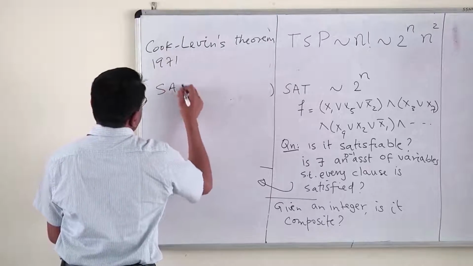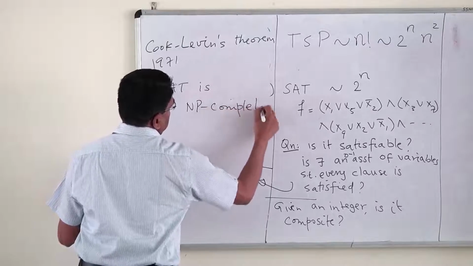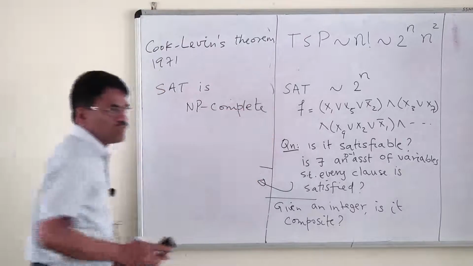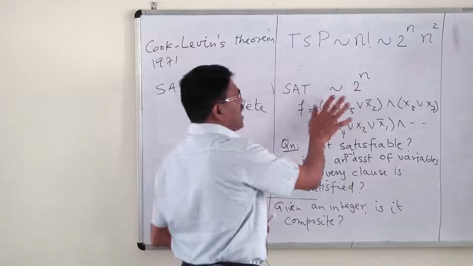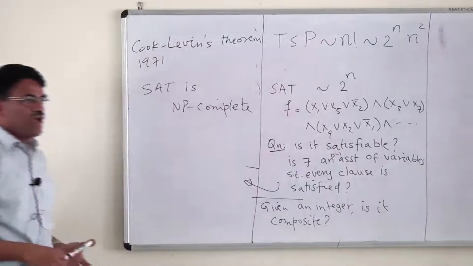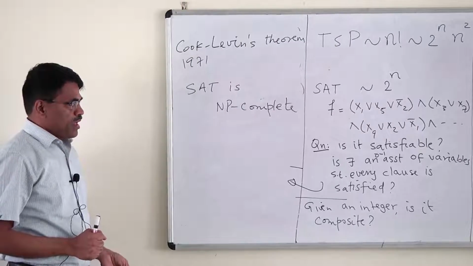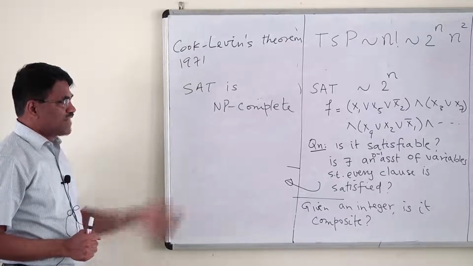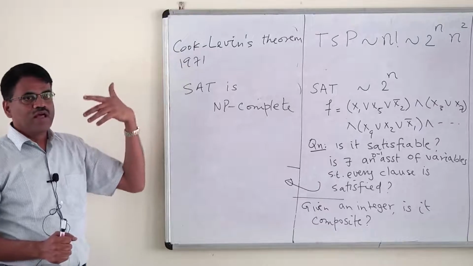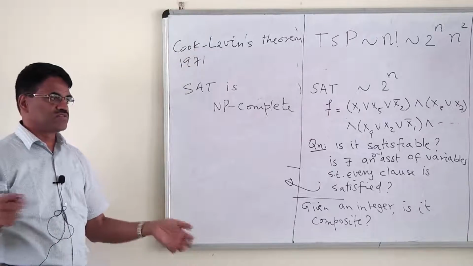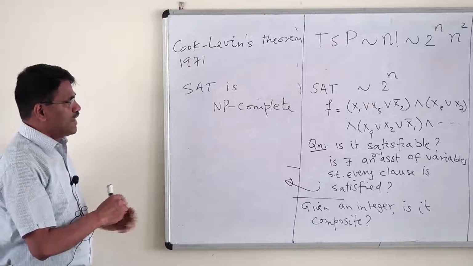And they showed that SAT is NP-complete. Not exactly this version of SAT, they looked at an even more general version of SAT, where they showed that this problem is NP-complete. At that time, even this notion of NP-completeness was not there. The title of that paper is something like the complexity of theorem proving procedures. And later the whole community took it up.